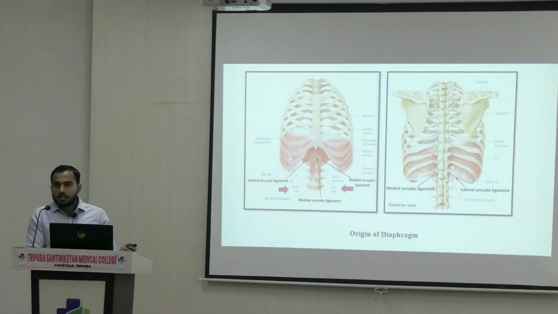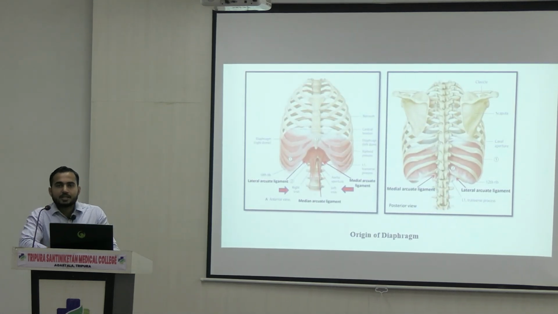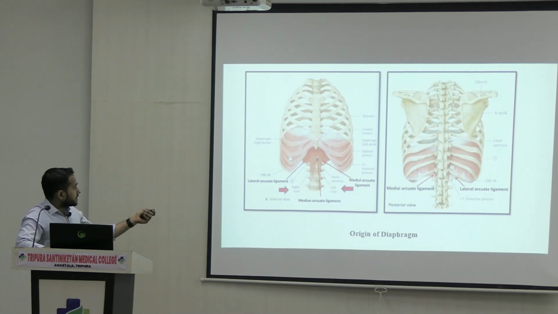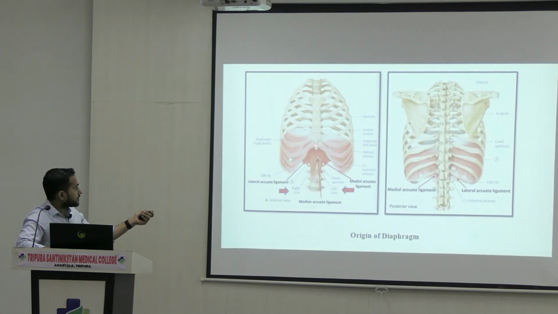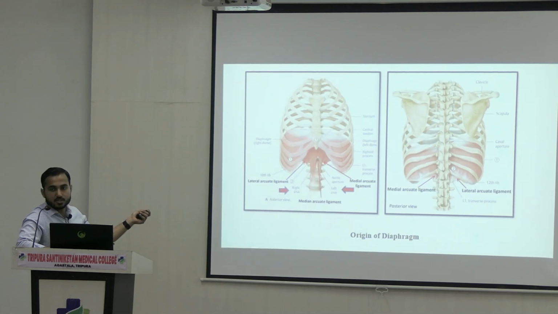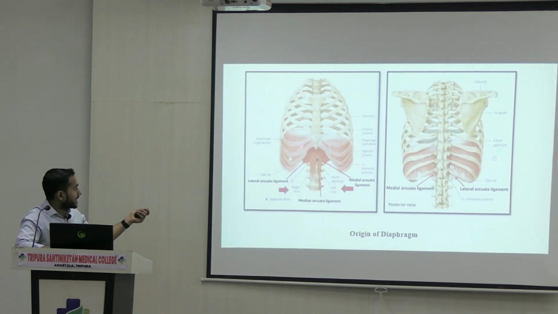Now here you can see the diagram. In this diagram, can you see the origin of the diaphragm? Now, what is this? This is the xiphoid process. Okay, so you can see it is arising from the xiphoid process, and you can see it is arising from the lower 6 ribs as well as the costal cartilages.